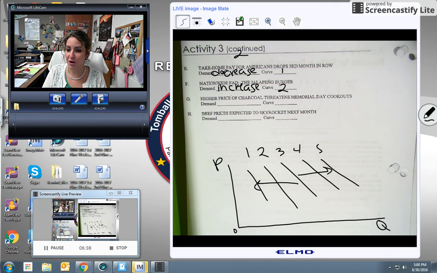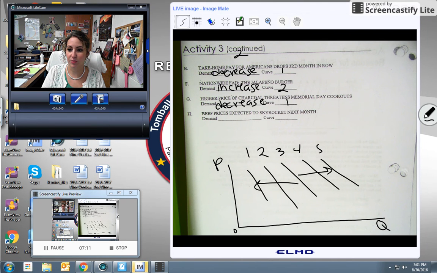Question G, the higher price of charcoal threatens Memorial Day cookouts. Okay, so charcoal is used to cook beef. It's a complement. Charcoal goes along with beef. So if charcoal is more expensive, you're probably not going to buy it, which probably means you don't even need the meat because you have no way to cook the beef if you're not going to buy the charcoal. So you'll demand less beef, a decrease in the demand for beef, and you'll move back to curve 1.